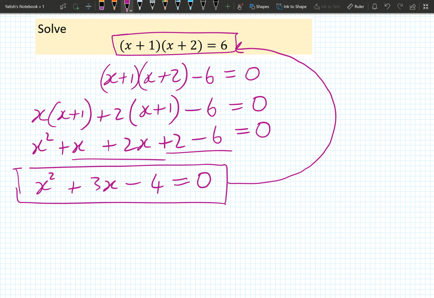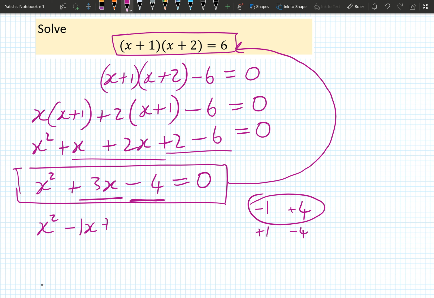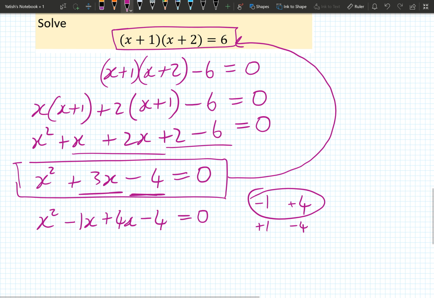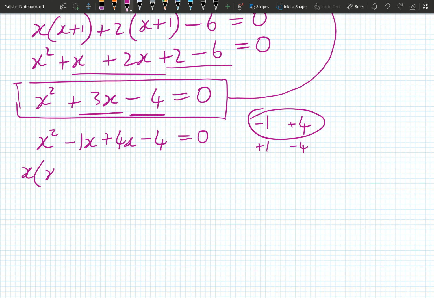So what two numbers multiply to give you negative 4 and add to give you positive 3? Well, we know it's probably going to be 1 and 4. Let's figure out the signs. Is it going to be negative 1 and positive 4 or positive 1 and negative 4? Well, it's going to be this combination here. So it's going to be x squared minus 1x plus 4x minus 4 equals 0. And then keep going to factorize it. x times x minus 1 plus 4 times x minus 1 equals 0.